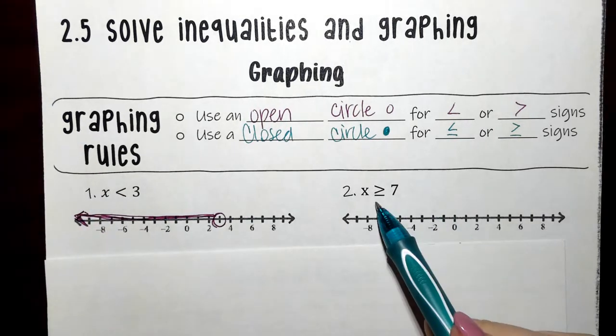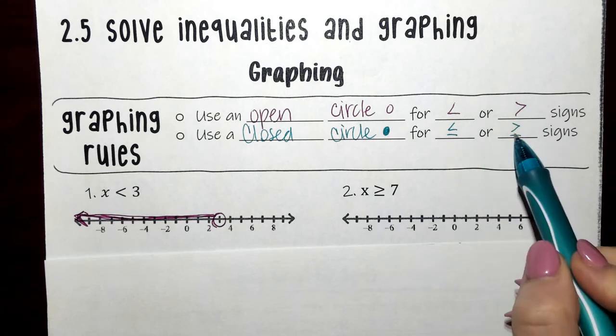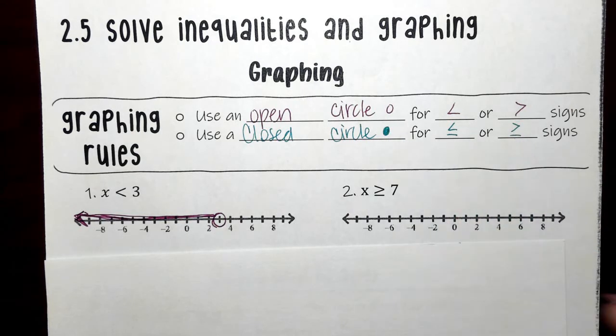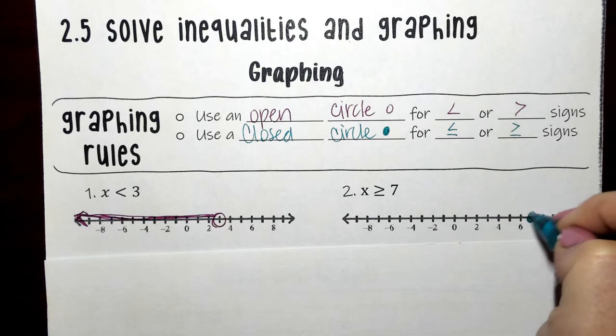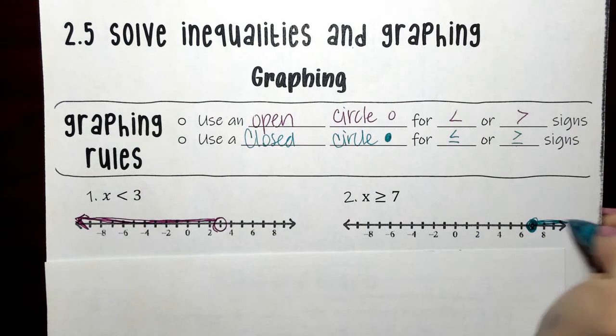So if x is greater than or equal to 7, we've got the greater than or equal to sign, so I'm going to use a closed circle at 7, and it is going to the right, so go to the right.